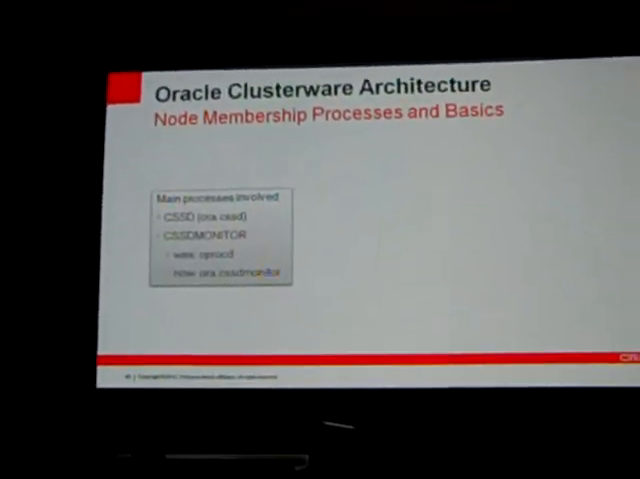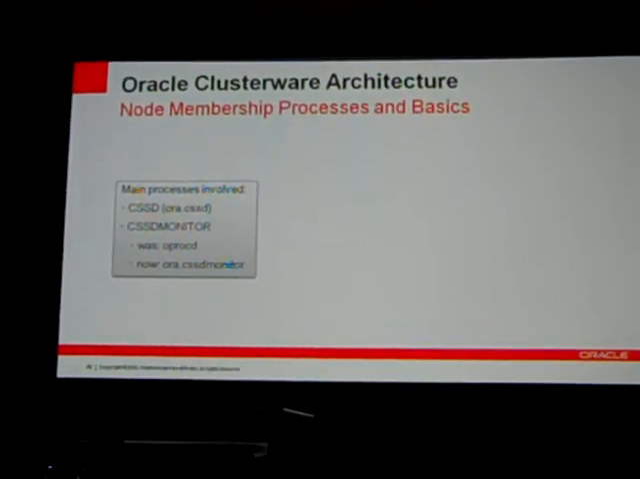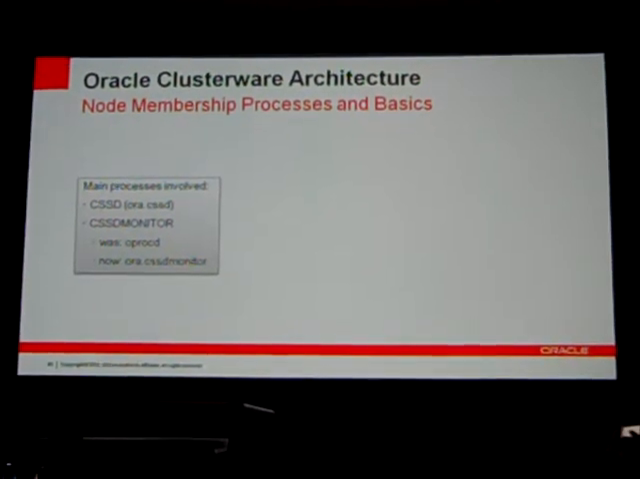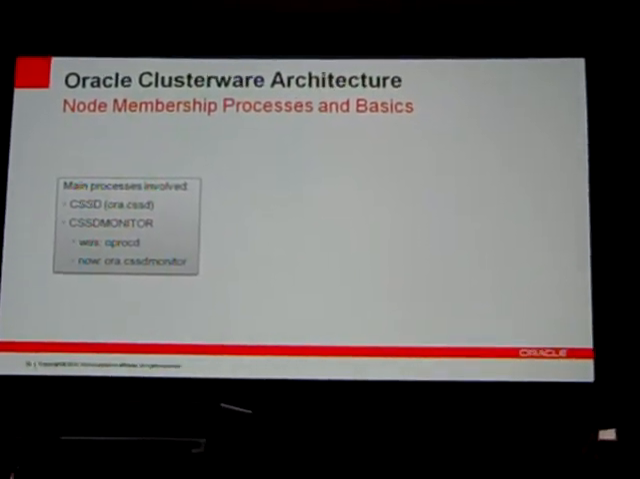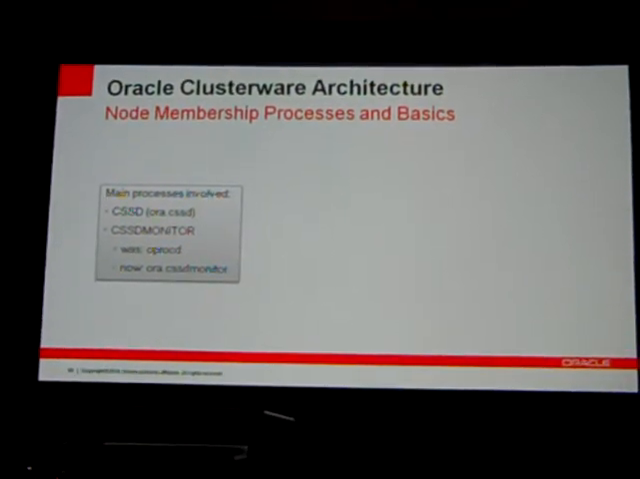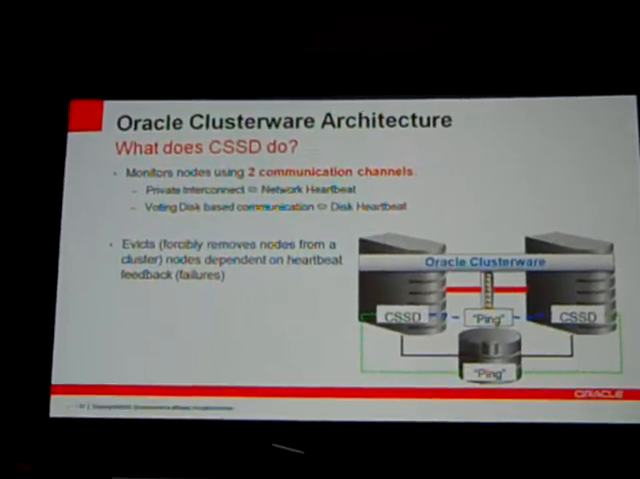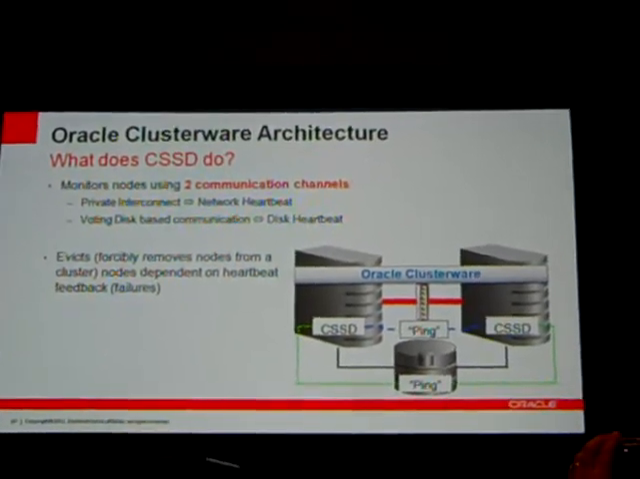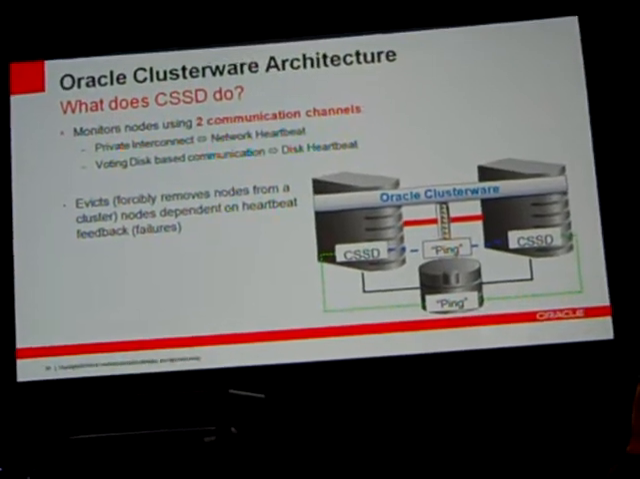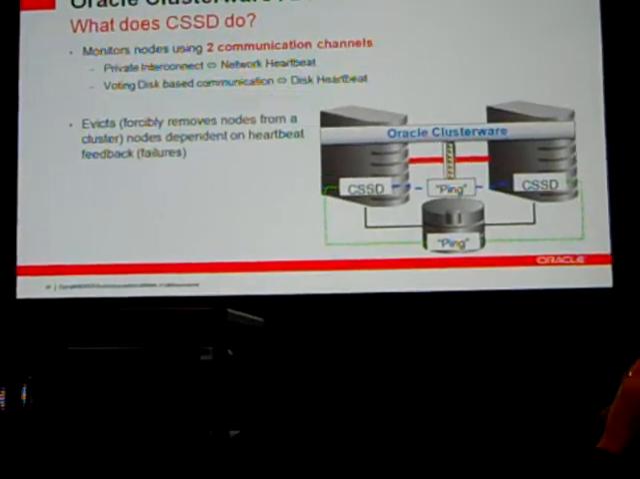Node membership hasn't really changed over the years. It has actually been the same, and we have always used the CSSD to provide node membership and monitor the nodes in the cluster. What we did in 11g Release 2 was replace the OPROC daemon with the CSSD monitor. But those are really the only two changes that we introduced. We monitor your nodes on two communication channels. One is a network heartbeat, one is a voting disk-based communication, which we also call the disk heartbeat. And as I have talked about this all last year and in other places, I'll make that clear.